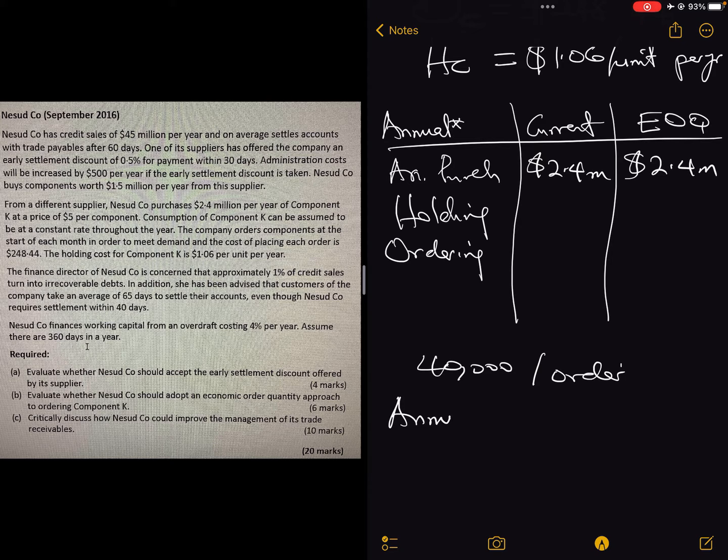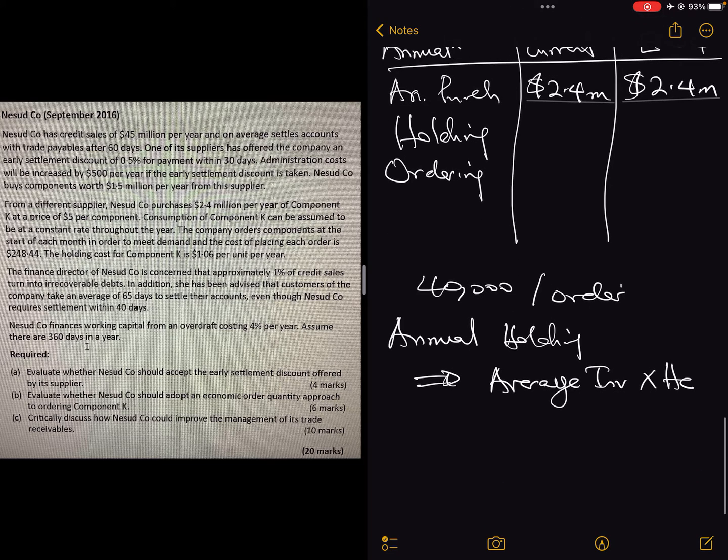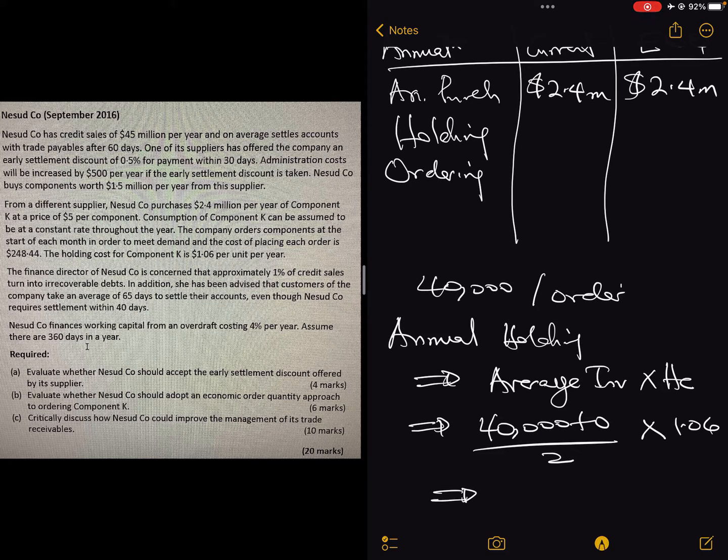So annual holding cost we need to calculate with the formula: average inventory multiplied by holding cost per unit per year. And what's the average inventory? Average inventory is opening plus closing divided by 2. They always open with the 40,000 order, they have to order at the beginning of the month, and definitely they'll sell it by the end of the month to 0, and they open again the following month. So they open January with 40,000. By December they will have finished the December order to 0. So average inventory is 40,000 plus 0 over 2, then multiply by 1.06. So that is holding cost. And how much would that give us? Press your calculator, you're going to have 21,200. So we'll put that. Currently we have 21,200.